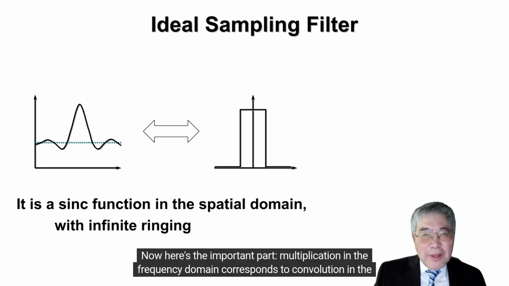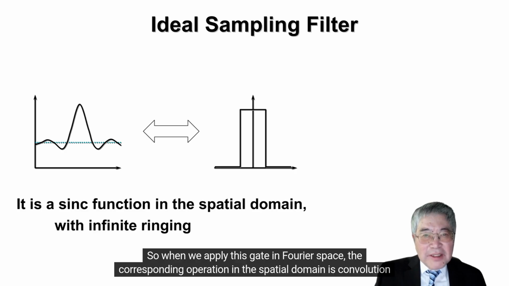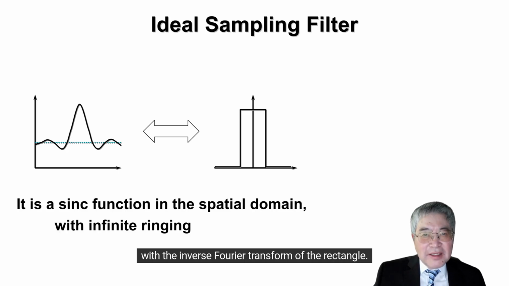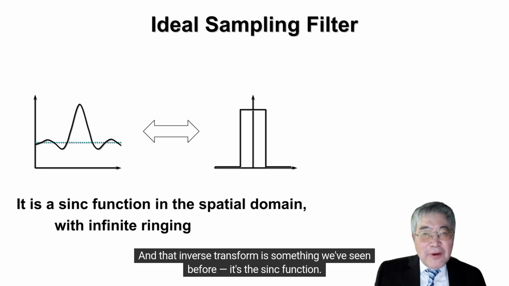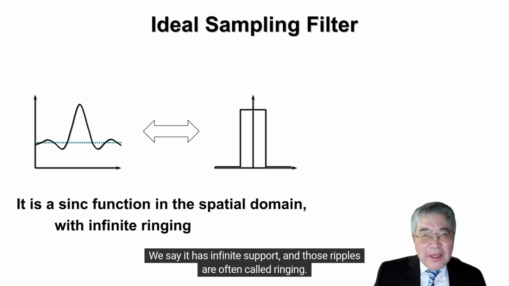Now here's the important part. Multiplication in the frequency domain corresponds to convolution in the spatial or time domain. So when we apply this gate in Fourier space, the corresponding operation in the spatial domain is convolution with the inverse Fourier transform of the rectangle. And that inverse transform is something we've seen before. It's the sinc function. This sinc function has a sharp central peak and extends out forever with oscillating ripples. We say it has infinite support, and those ripples are often called ringing.